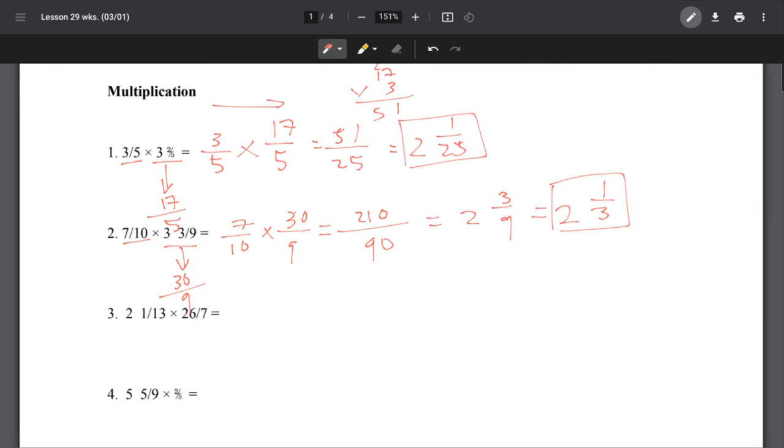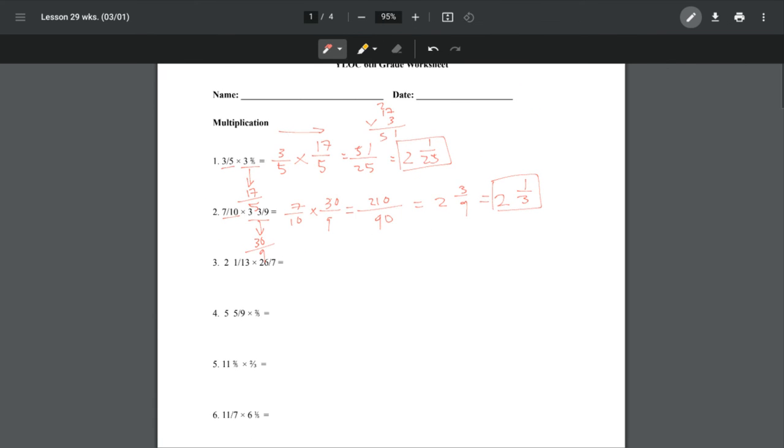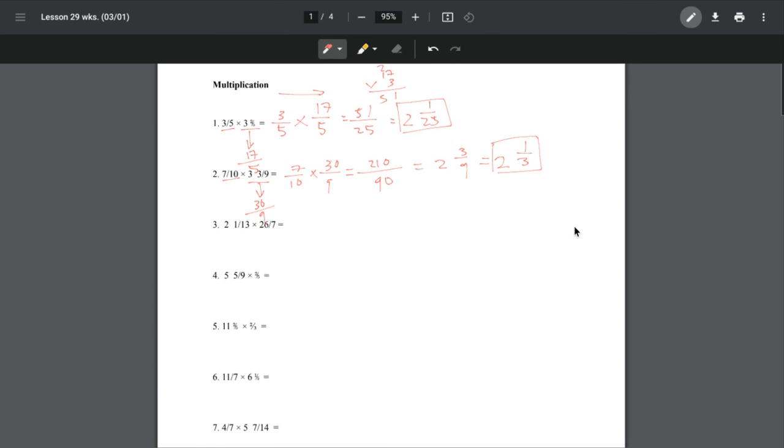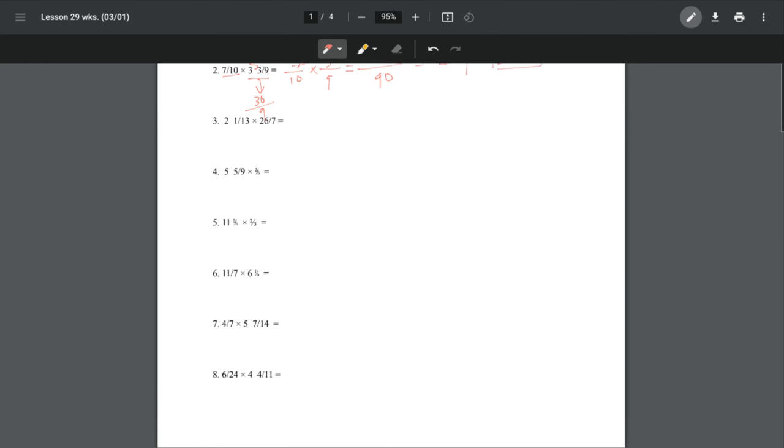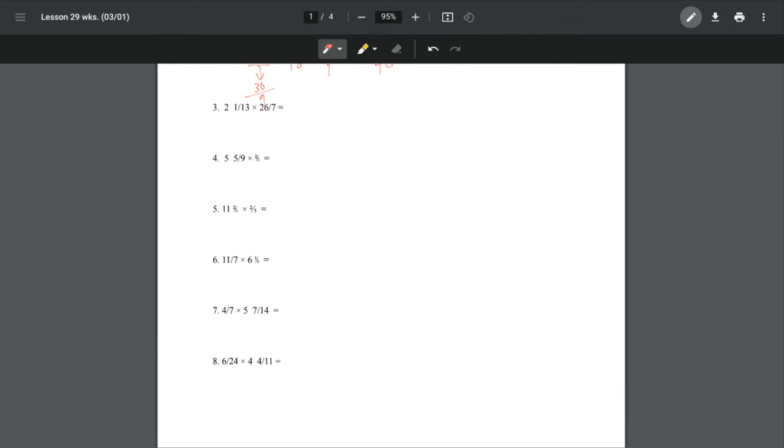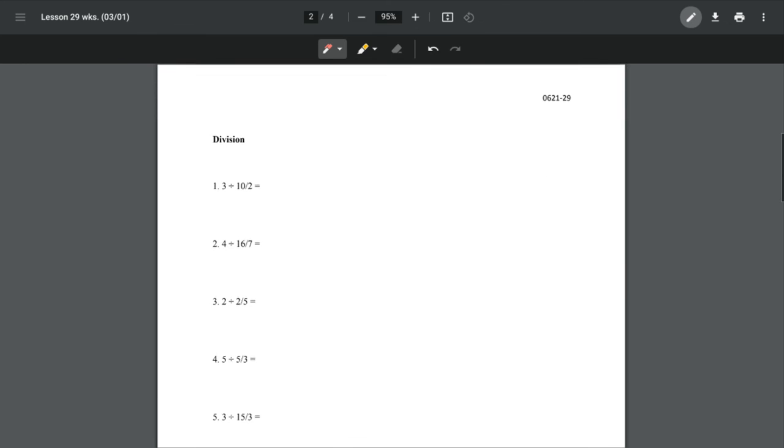Okay? So it's just simple multiplication of fractions. And so give it a try. Finish it, and then we'll move on to division.